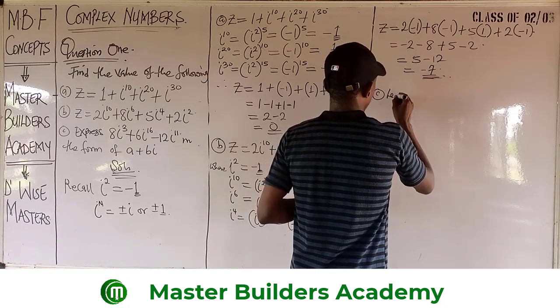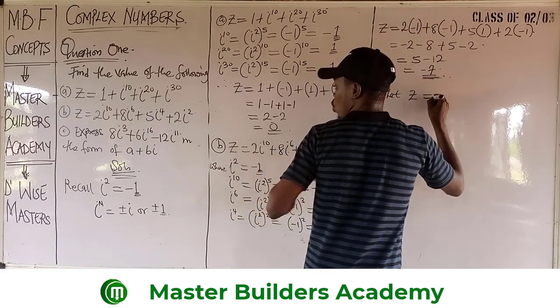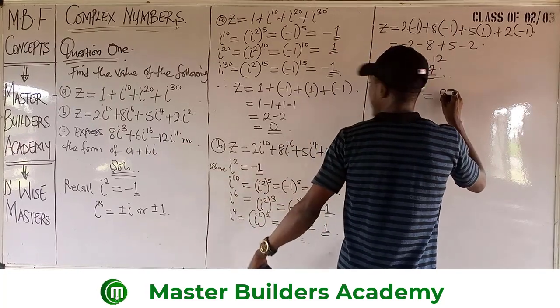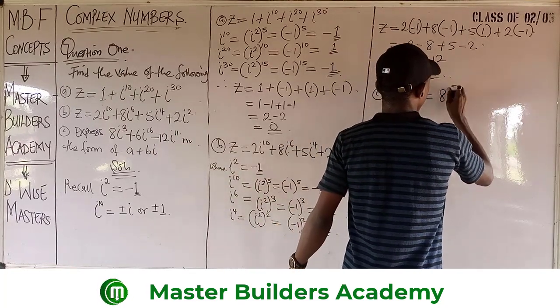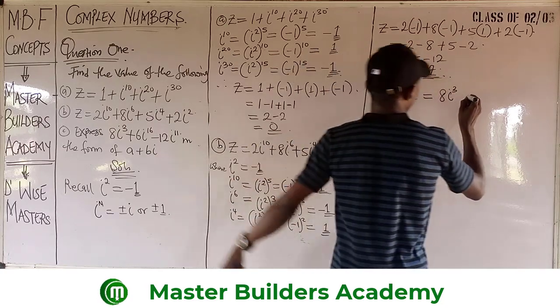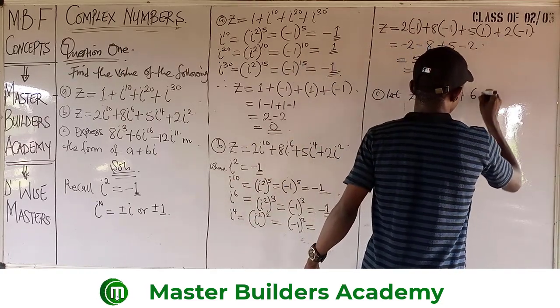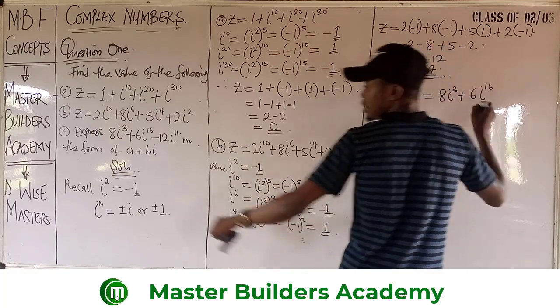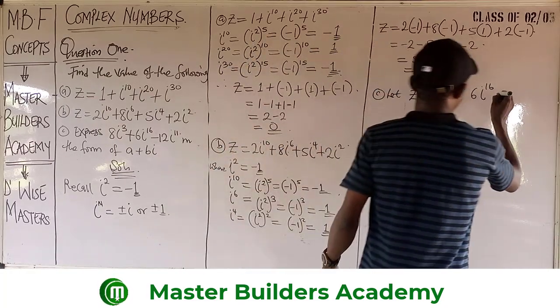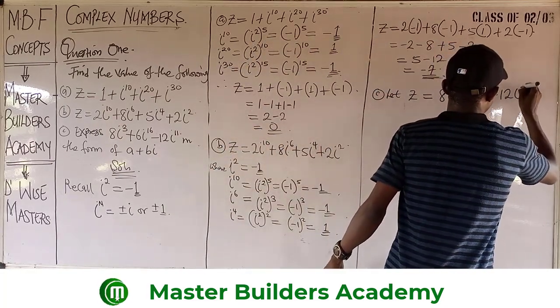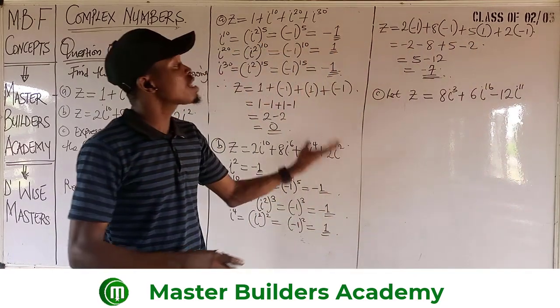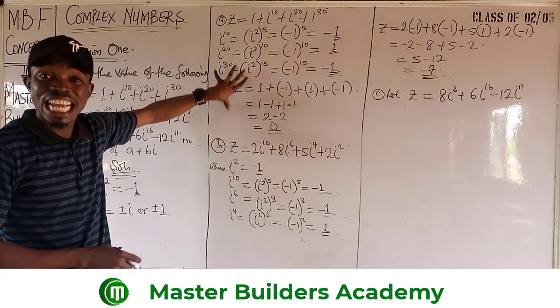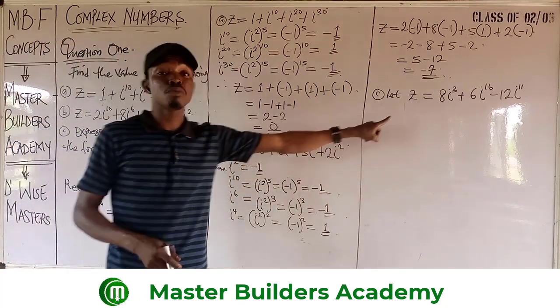Let Z be equal to 8 I^3 plus 6 I^16 minus 12 I^11. So this is what we have. How do we simplify this? The same way we treated this is the same way we are going to treat this.